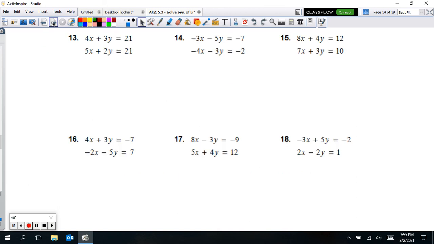Now, number 13 through 18. We're going to do some adjusting on these ones, and these are going to sometimes need both equations to be adjusted, like we can see on 13. We're going to see the same thing happening on 14. We would see the same thing happening on 15 as well. Everything is in standard form. Both need to be adjusted, though.